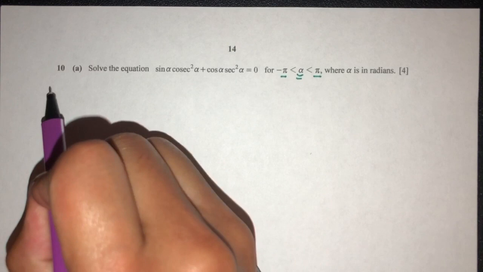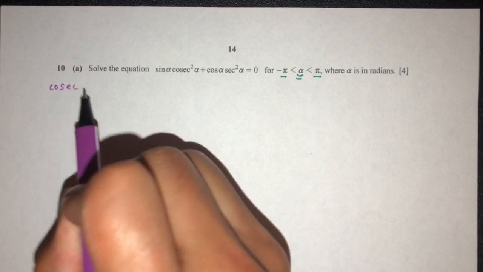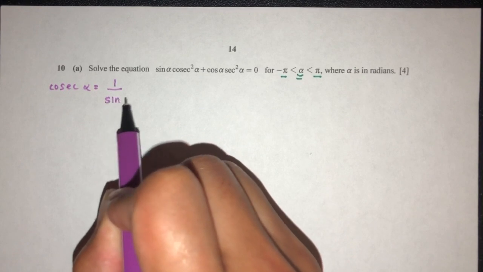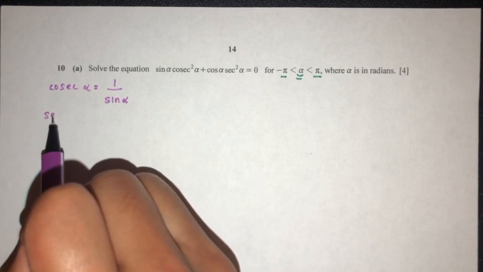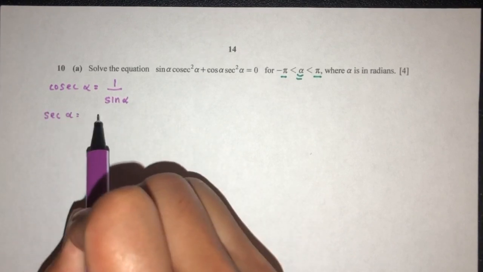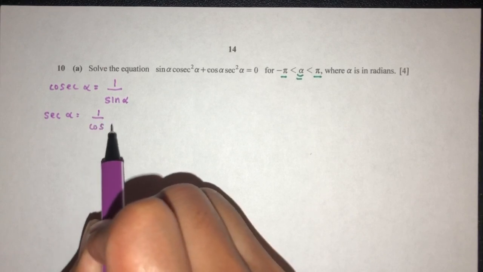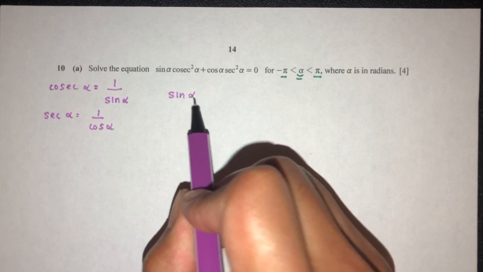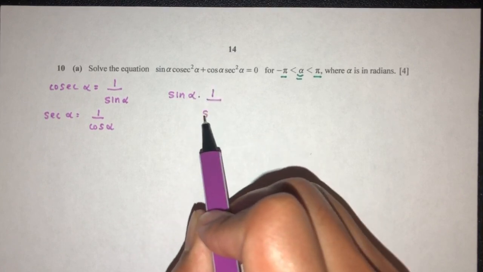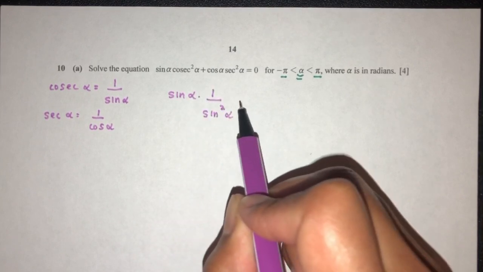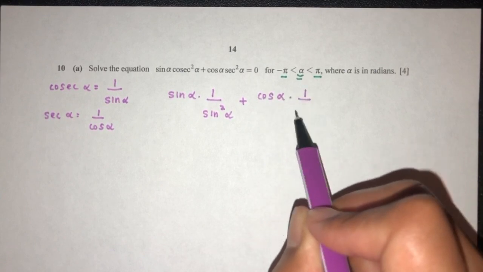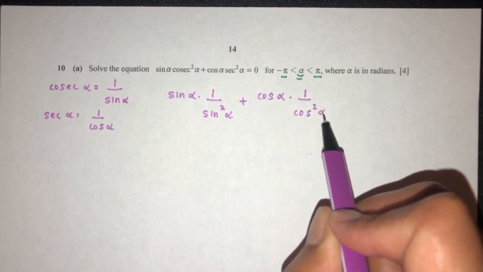As you may know, cosec alpha has to be 1 over sine. What is sec? It is 1 over cos. We can replace. Let's see what happens. You will have sine alpha times 1 over sine square alpha plus cos alpha times 1 over cos square alpha has to be 0.